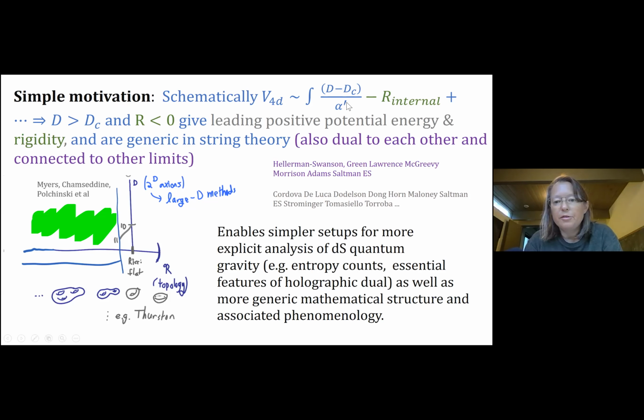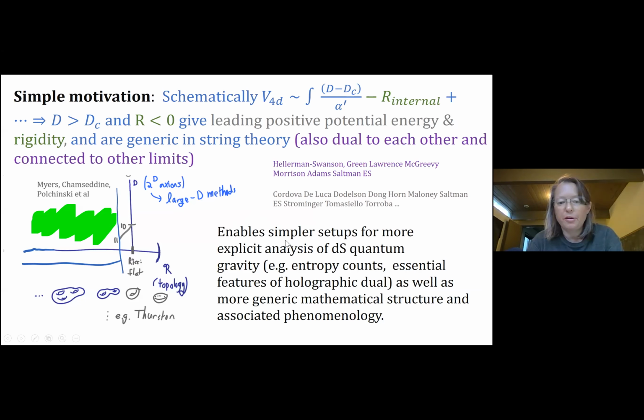But even if you turn that off, and it's not there in this M theory limit, the curvature term is, as I keep saying, generically a positive potential term because of the fact that negative curvature is generic among finite volume manifolds. Just that genericity is a good motivation. And it does have these properties that make it in certain ways simpler to analyze.